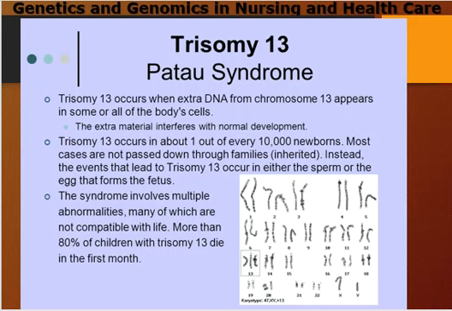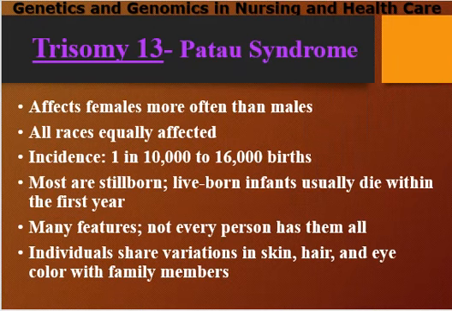The syndrome involves multiple abnormalities, many of which are not compatible with life. More than 80% of children with trisomy 13 die in the first month if they are not stillborn. It affects females more often than males. All races are equally affected, and I've mentioned the incidence already, 1 in 10,000 to 1 in 16,000 per your textbook. I've mentioned most are stillborn and that live-born infants usually do not live very long. Okay, they usually die within the first year.